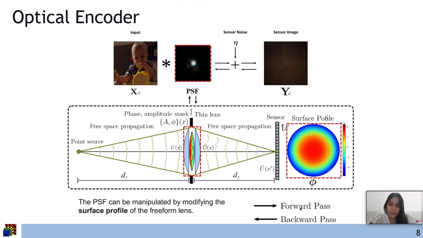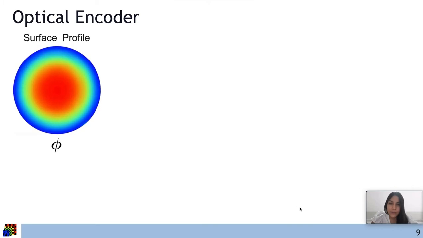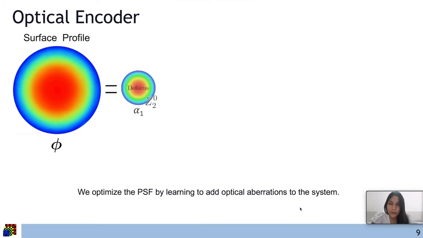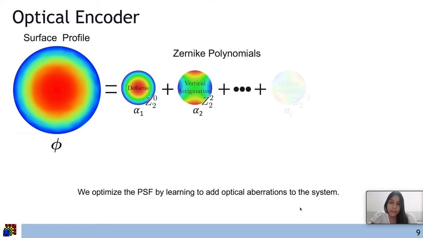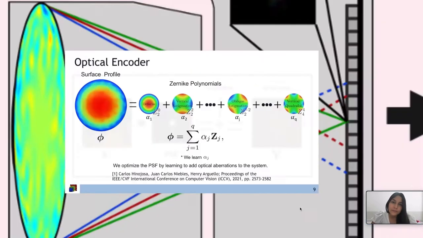This point spread function is defined in terms of the lens surface profile, which is generated and manipulated by the linear combination of Zernike polynomials. Each Zernike polynomial represents a wavefront aberration. Therefore, the linear combination of these aberrations will form the surface profile. The main goal is to learn a linear combination of Zernike polynomials.